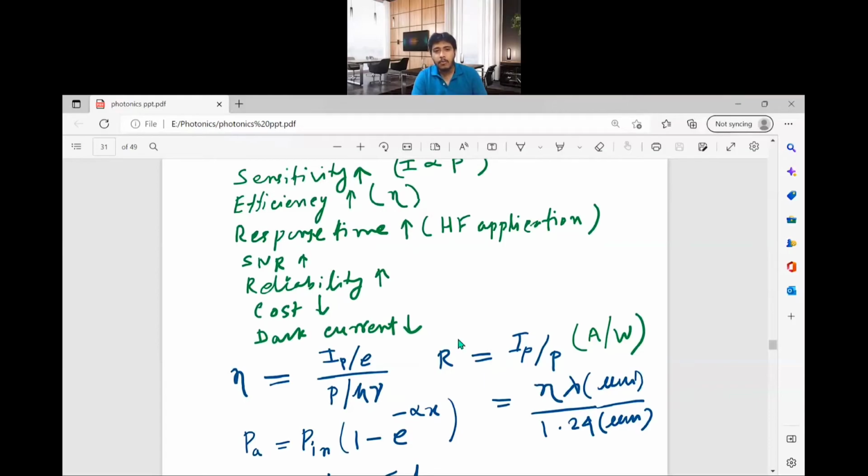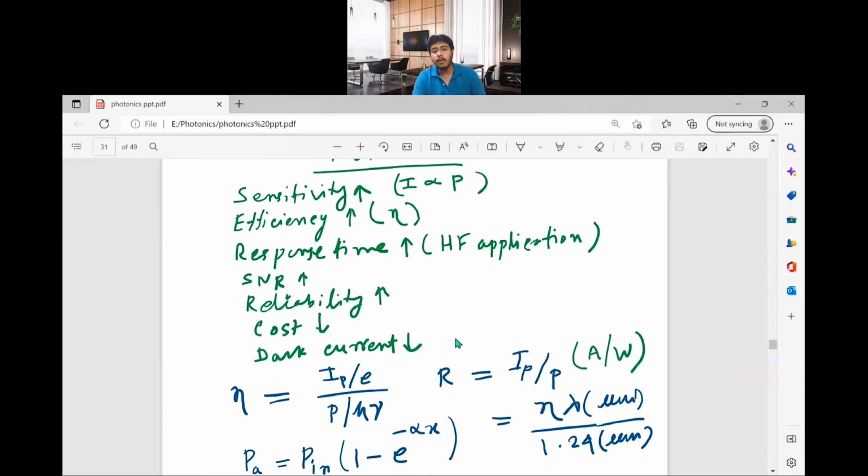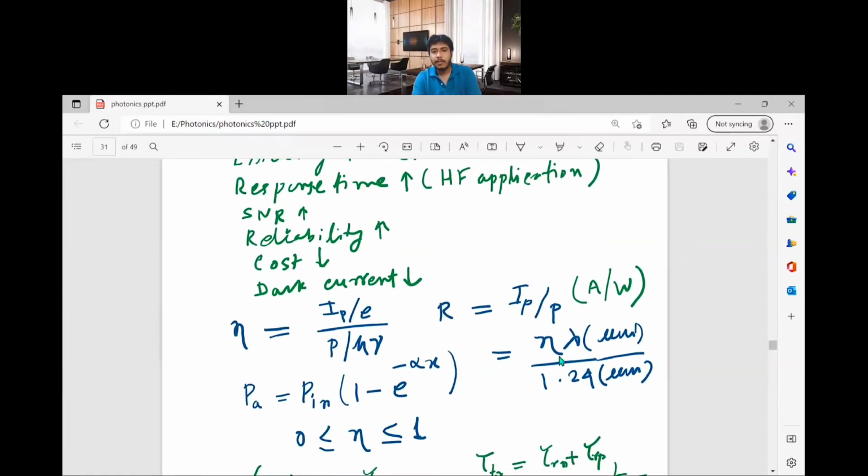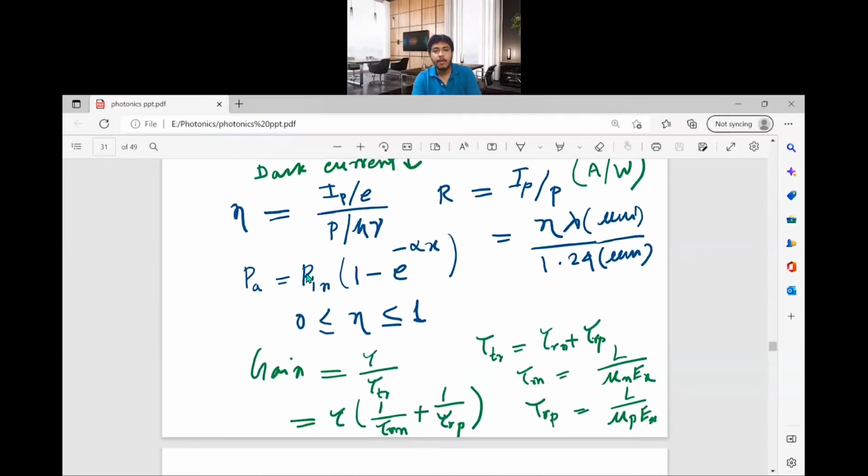So how sensitive the photodetector is, so that it can convert the photon energy to the current. If you shine the photon energy, how sensitive it is to this photon, so that it can generate the photocurrent. So the responsivity is the ratio of the photocurrent to the incident power. That can be expressed as eta times lambda by 1.24, where eta is the efficiency and lambda is the wavelength. So this responsivity is linearly proportional to lambda. As lambda is increased, responsivity will increase. This is the incident power.